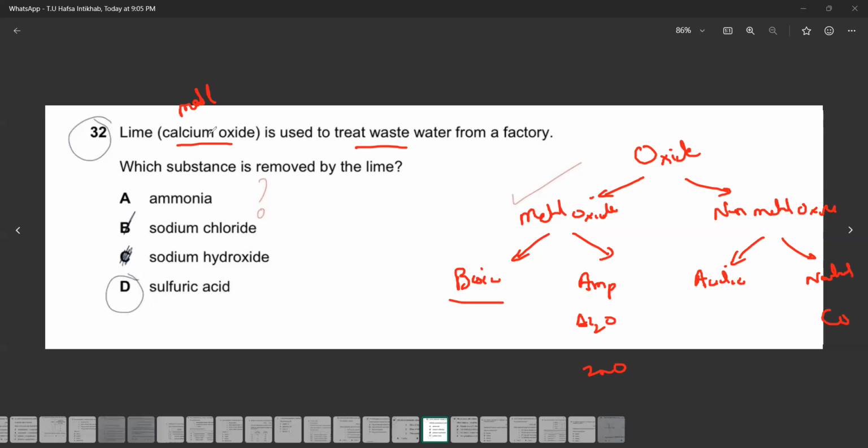So we have calcium oxide. Calcium oxide is a metal oxide. So when a metal oxide is there, if it does not belong to aluminum or zinc, it should be a basic oxide. And what is the characteristic of a basic oxide? The basic oxide can react with acid only.